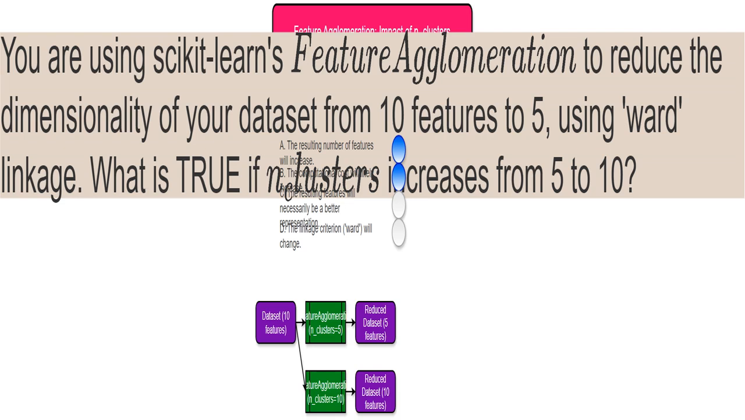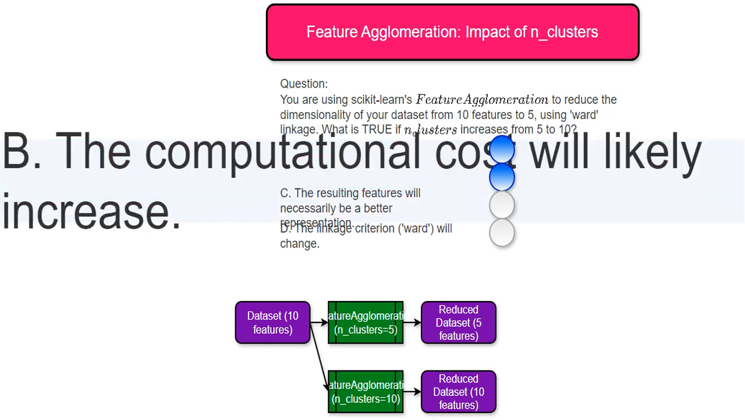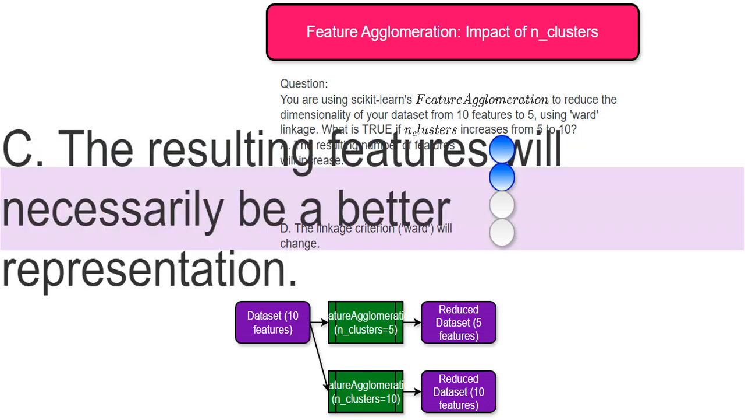Let's dive in. If I increase the number of clusters, I'm essentially creating more groups of features instead of fewer. That means fewer features will be merged, resulting in more features in the reduced dataset. With more clusters, the algorithm has to do more calculations to figure out the best way to group the features. It's like trying to sort more items into more boxes. It takes longer.